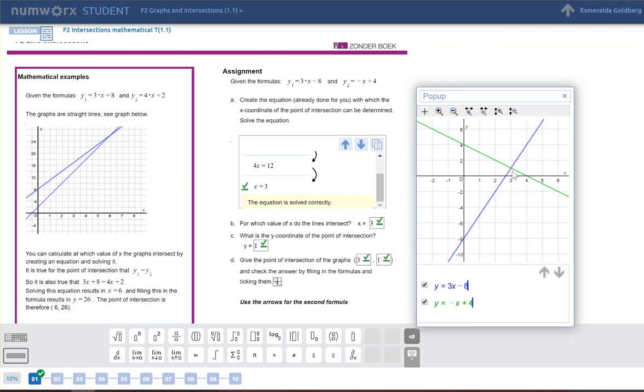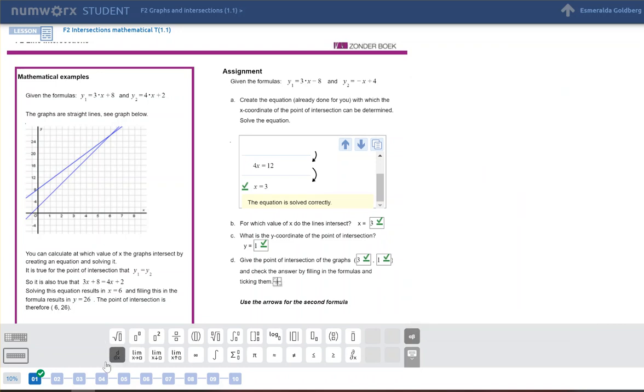Now we can read off the point of intersection here. The x-coordinate is 3, just like we calculated, and the y-coordinate is 1. So this is in fact correct. Moving on to exercise 2.